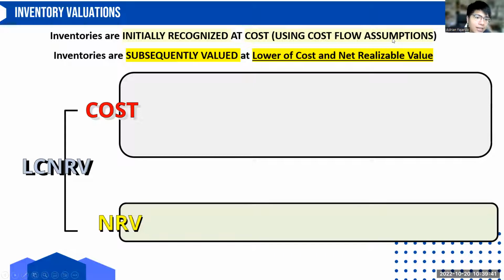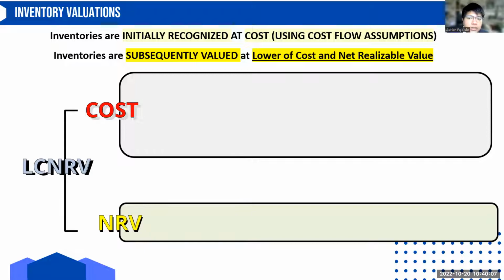So now let's go to the next step. So let's say you bought inventory January, February, March. Initially, they will be recognized at cost. Let's move to the end of the period. Let's say the end of your period is March, right? Now, every time you have an ending of the period, you have to subsequently value your inventory, right?